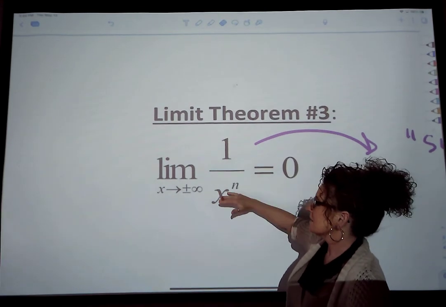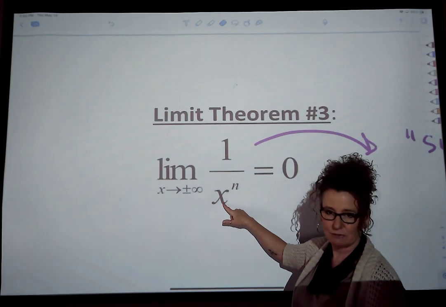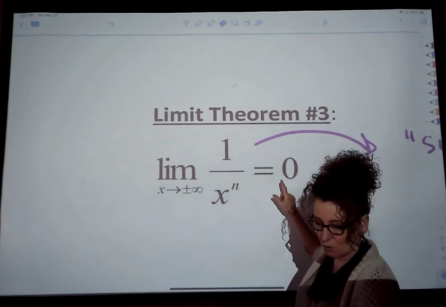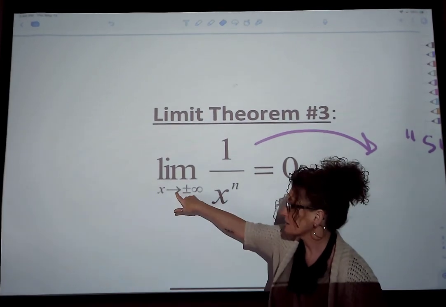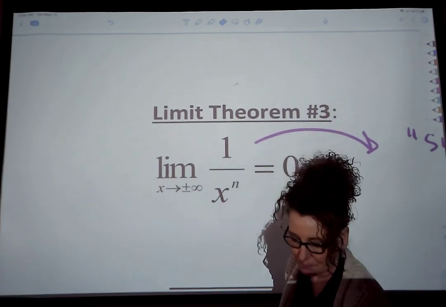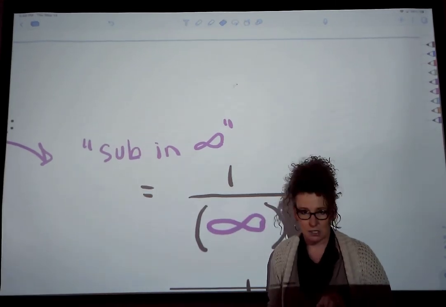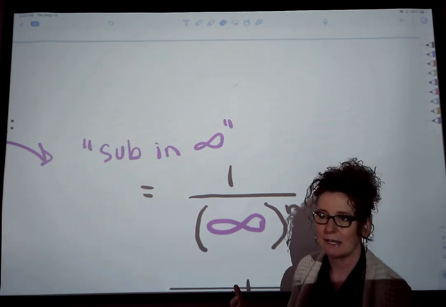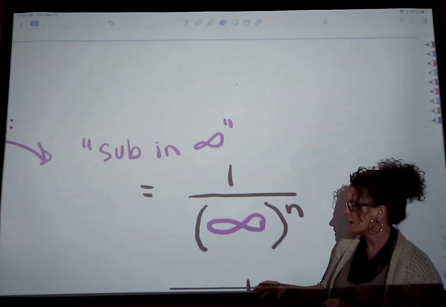What if you have something like this, 1 over x to the n, as x goes to either positive or negative infinity? Well, here's the answer. Let me show you why. Sub in infinity for x, right? As x gets close to, sub in infinity. Now, if you ever tell anyone that I wrote this on my paper, I will deny it to the death. You can't sub in infinity. Infinity is not a value. But I just want you to think about it, okay?